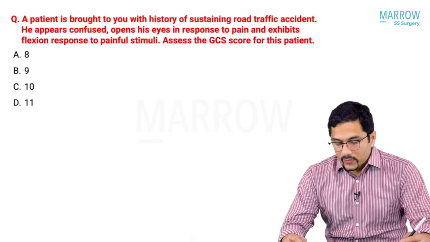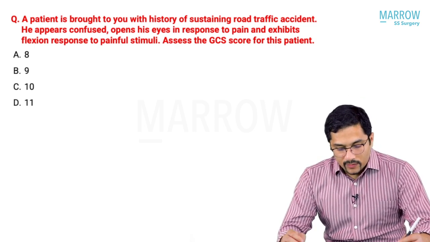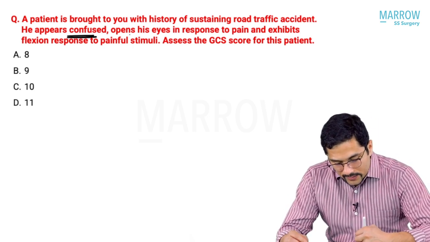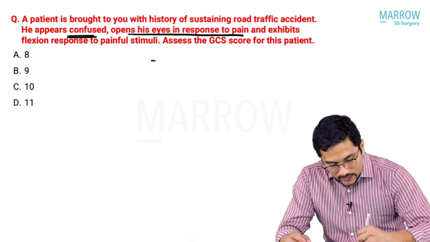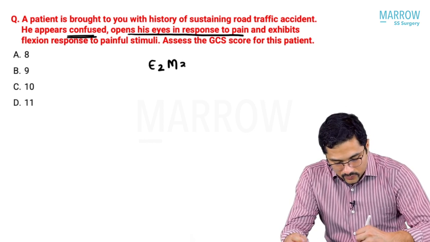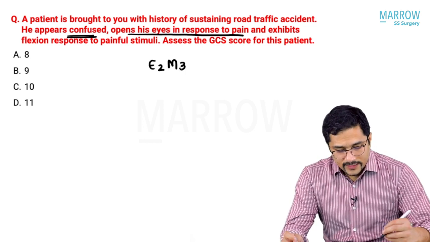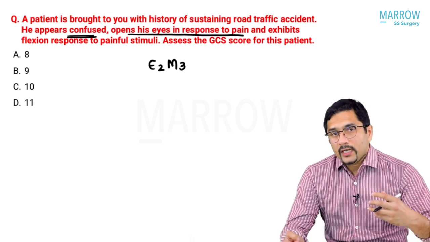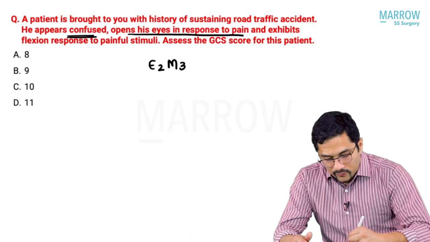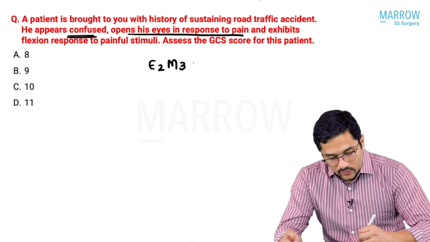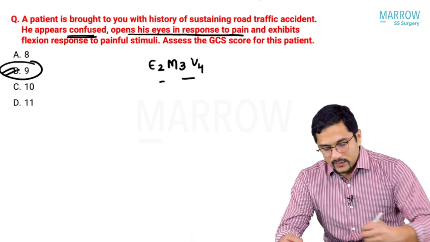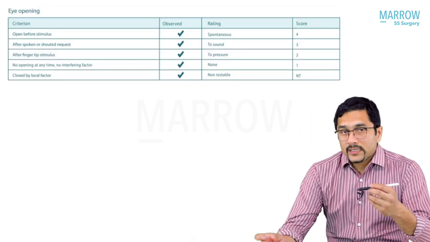Again, Glasgow Coma score is also very important for the exam. You have a patient who sustained a road traffic accident. He appears confused, opens his eyes in response to pain, so E2. He exhibits flexion response, so M3. And there's confused speech, right? V5 we know is normal speech, V4 is when the patient is confused. So V4, and the score here is 9. You know the GCS criteria.